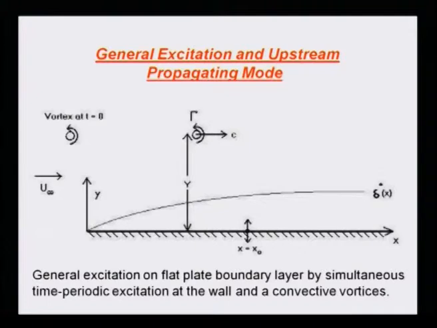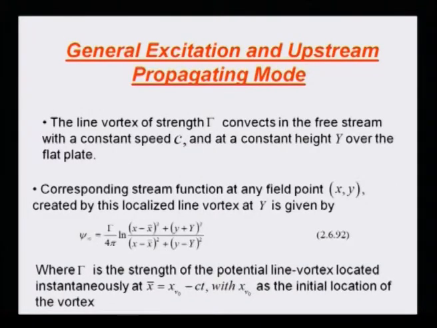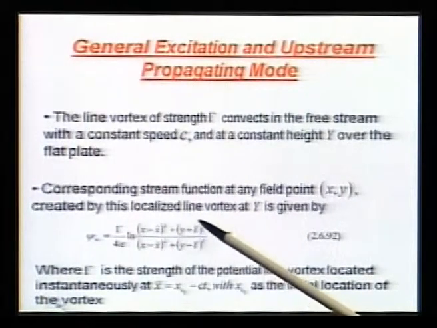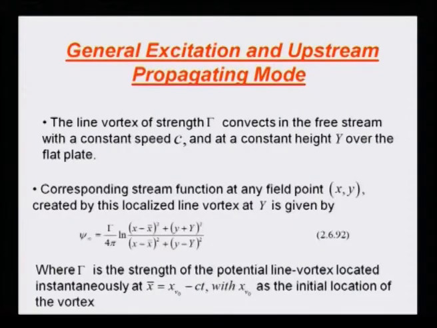And that is what we have started discussing over the last few lectures. What we saw is that the existence of that line vortex of strength gamma moving at a constant speed c at a constant height Y gives rise to a disturbance stream function, and this disturbance stream function provides a kind of free stream excitation. And now if you recall, we have these 4 fundamental modes of the Orr-Sommerfeld equation.